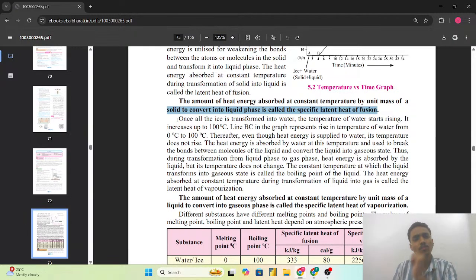Again, once all the ice is transformed into the water, the temperature of the water starts rising. It increases up to 100 degrees Celsius. Line BC in the graph represents rise in the temperature of the water from 0 degrees Celsius to 100 degrees Celsius. Thereafter, even though the heat energy is supplied to the water, its temperature does not rise. The heat energy is absorbed by the water at this temperature and used to break the bonds between the molecules of the liquid and convert the liquid into the gaseous state.